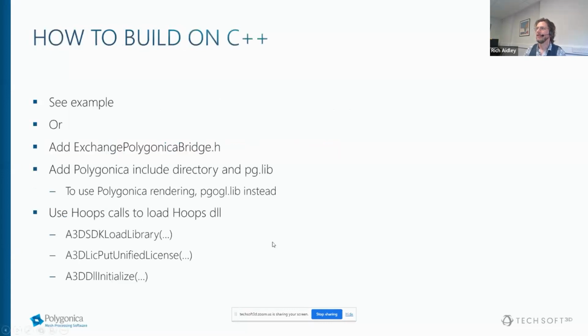This is almost a recap of what Peter was just saying. If you're trying to get it into your C++, then you'll need to add the bridge. You'll need to add the Polygonica pg.lib library, unless you're using Polygonica's inbuilt rendering, in which case you'll use the pg.ogl library instead for the OpenGL rendering. And then obviously the HOOPS Exchange will load itself. The Exchange Polygonica Bridge will load the DLL, so you don't need to include the HOOPS DLL directly into your project.